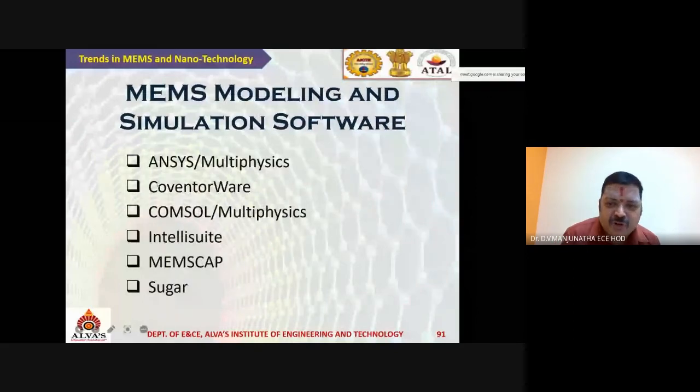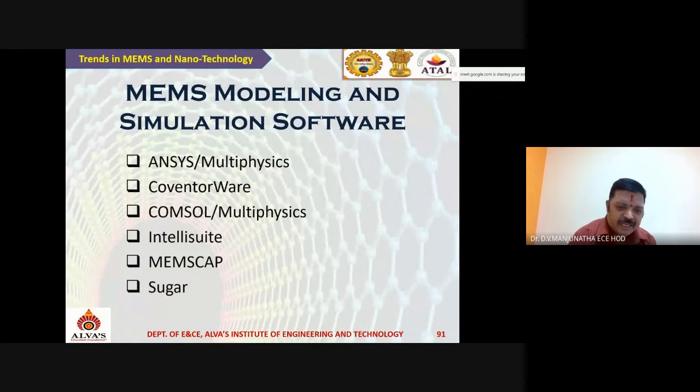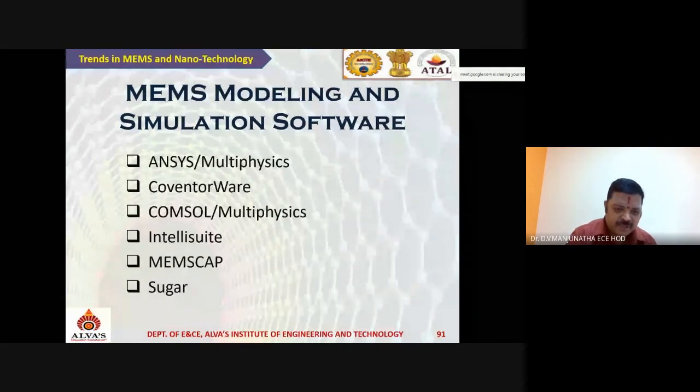ANSYS, MEMS modeling and simulation software, right? So we have a MEMS research lab in our college, Alva Institute of Engineering and Technology, which uses the CoventorWare tool, one of the virtual fabrication tools, and COMSOL Multiphysics, and other tools, right?